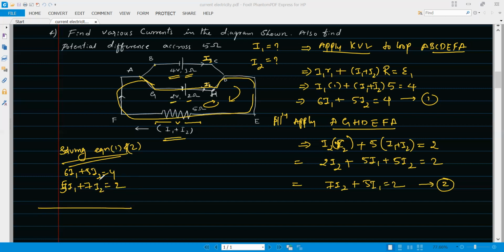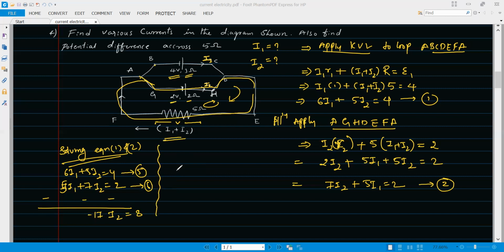So first, what shall we do? Multiply this by 5 and this by 6. So that means if you solve like this, by the simultaneous equation method, we will remain with minus 17I2. Let us subtract this. So this is going to be like this: 17I2 is equal to, this is going to be 8. Okay. So then what value of I2 has come?